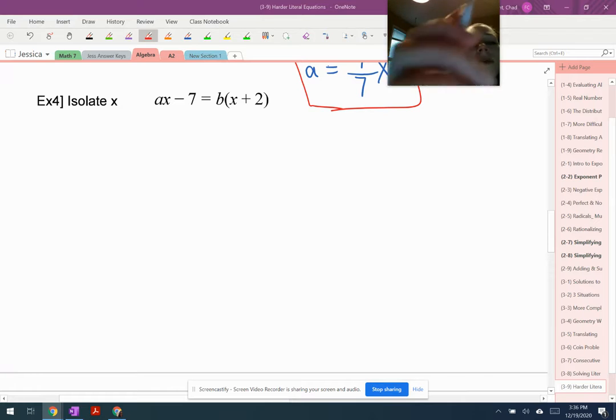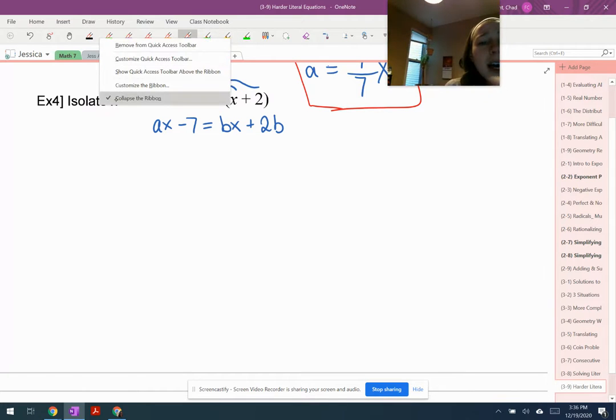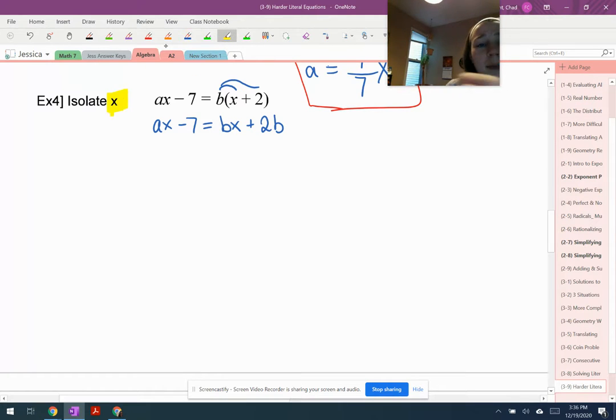Anywho, now example 4 is asking us to isolate x. The first thing jumping out at me, and probably you too, is to distribute that b. So ax minus 7 is equal to bx plus 2b. And naturally, if we're trying to isolate x, we want to get all the x pieces on one side of the equation. So to do that, I'm going to go ahead and minus this bx over.